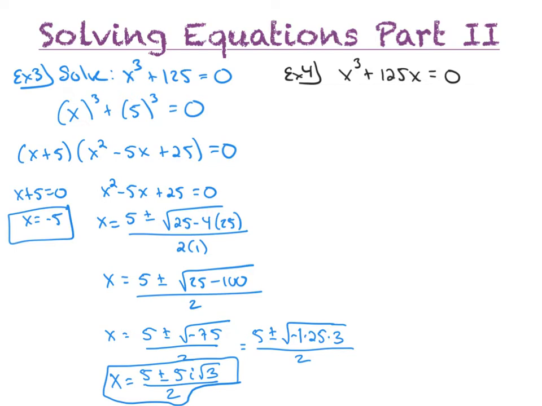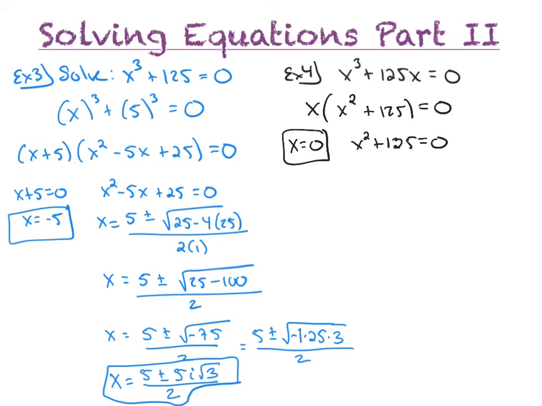Okay, let's see what adding an x after the 125 does to change our problem. So it still factors, but we have to pull out a greatest common factor first. So there's a greatest common factor of an x, leaving us with x squared plus 125 equals 0. And setting both of those factors equal to 0, we get x equals 0, and x squared plus 125 equals 0. So this is certainly our first answer. Now, x squared plus 125 equals 0 does not factor.